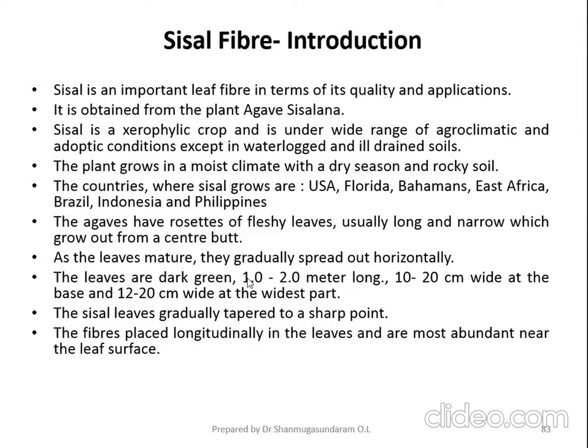This fiber is extracted from the leaf of this particular plant. The leaf is usually long and narrow, growing out from a center bud. As the leaf matures, it gradually spreads out horizontally. The leaves are dark green in color. The length of the leaf is 1 to 2 meters. The width of the leaf is 10 to 20 centimeters at the base and 12 to 20 centimeters at the widest part. That is the reason we extract the fiber from the leaves.